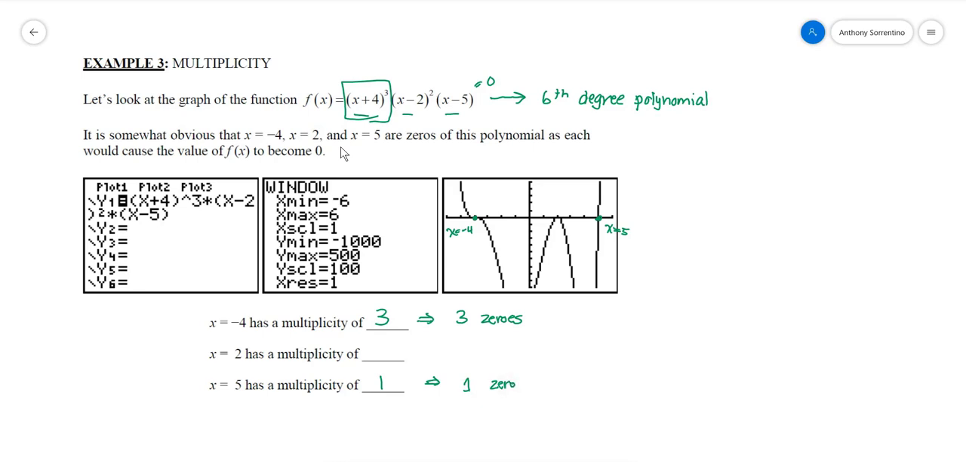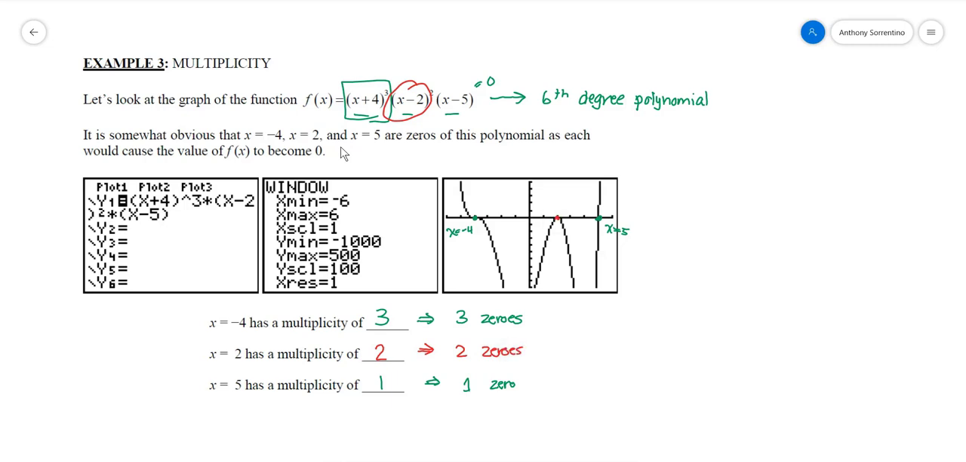Obviously, because of the squaring on the quantity of x minus 2, there are actually 2 quantities of x minus 2 involved in this function, which means those 2 quantities are where x equals 2 is going to make this 0. That's why it has a multiplicity of 2, which means it counts as 2 zeros.